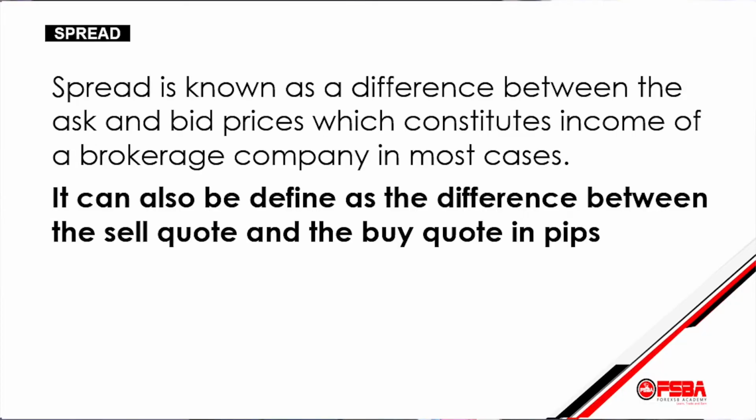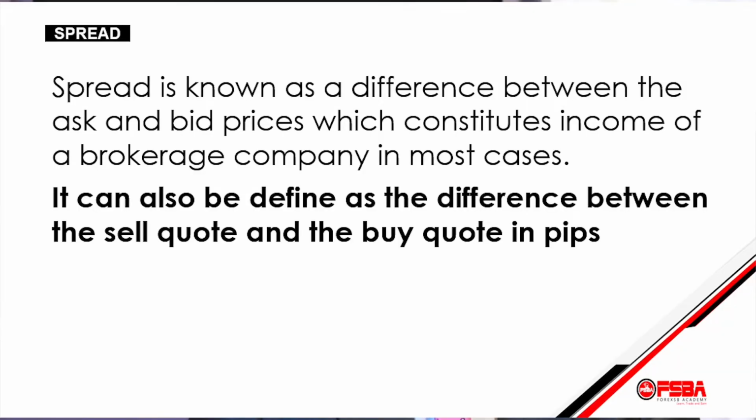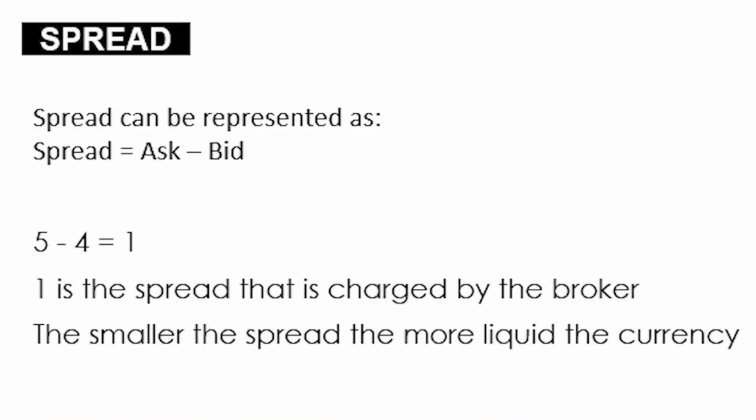Spread is known as the difference between the bid and the ask price, which constitutes income of a brokerage company in most cases. It can also be defined as the difference between the sell quotes and the buy quotes in pips. Spread can be represented as spread is equal to ask minus bid. For example, 5 minus 4 will give you 1. 1 is the spread that is charged by the broker.